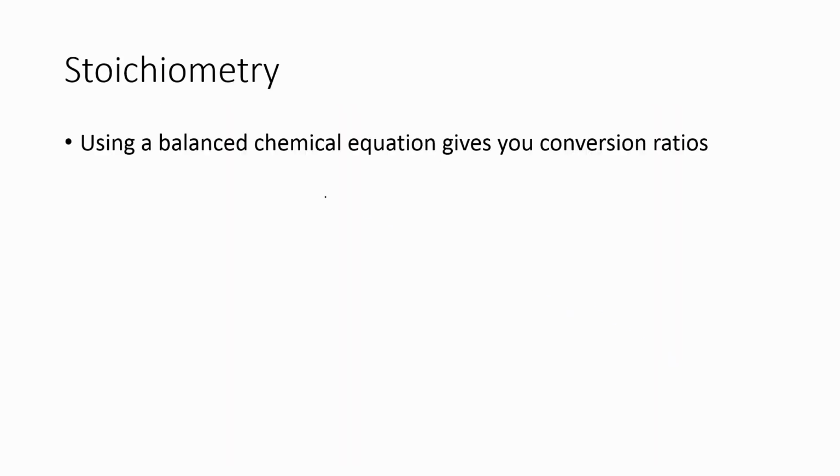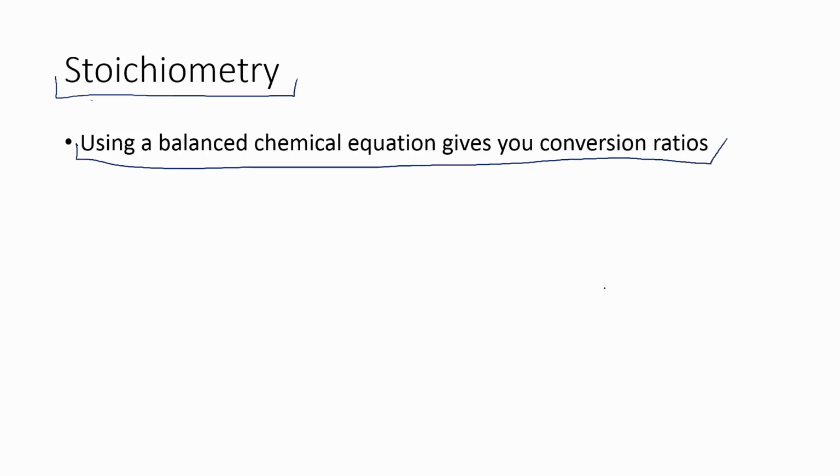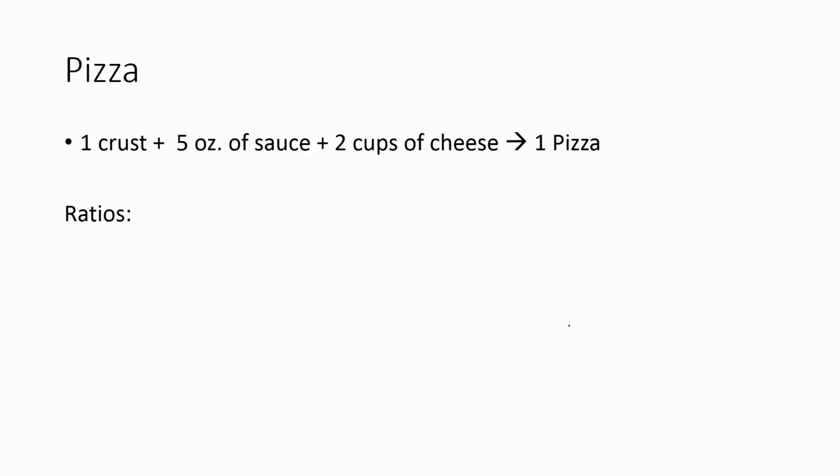Now, stoichiometry is actually a fairly direct concept, even though it's got this funny longer name. All this is really saying is that we're going to use balanced chemical equations that we've seen before, and we're going to use those to give us conversion ratios to convert between moles of one substance to moles of another within that equation.